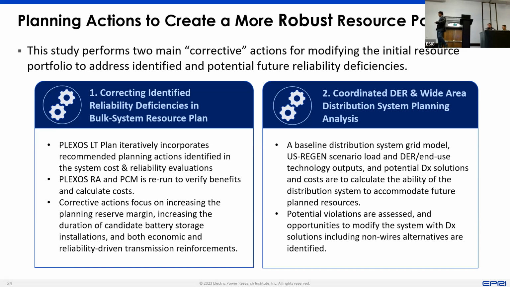That's one aspect. The second aspect is looking at distribution, because so far we had not looked at distribution. And this was quite a bit more challenging, and this is a practical challenge as well, because we could not get the distribution models for the entire state of New York. And as you can imagine, with so many distribution utilities, having a very detailed model of each distribution feeder, it's an insurmountable task, if not impossible.